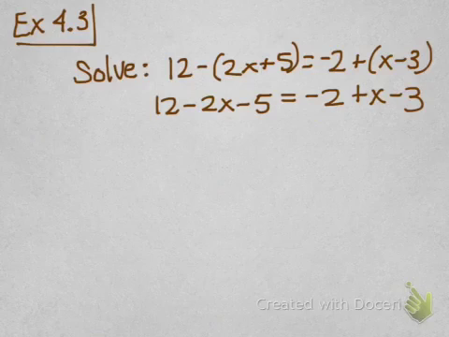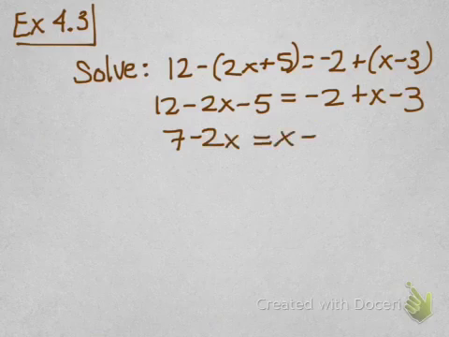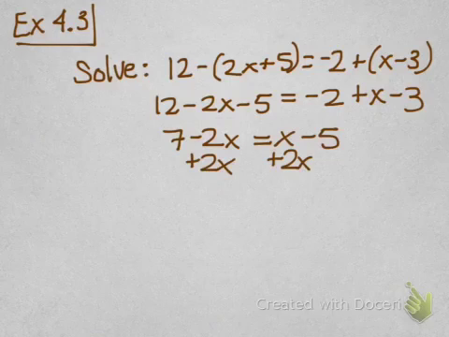Okay, then we need to combine like terms. So 12 minus 5 is 7, minus 2x equals, now negative 2 and negative 3 make negative 5, and we have x minus 5. Now we need to combine the variables on one side or the other. So in this case, we'll add 2x to both sides. So we get 7 is equal to 3x minus 5.